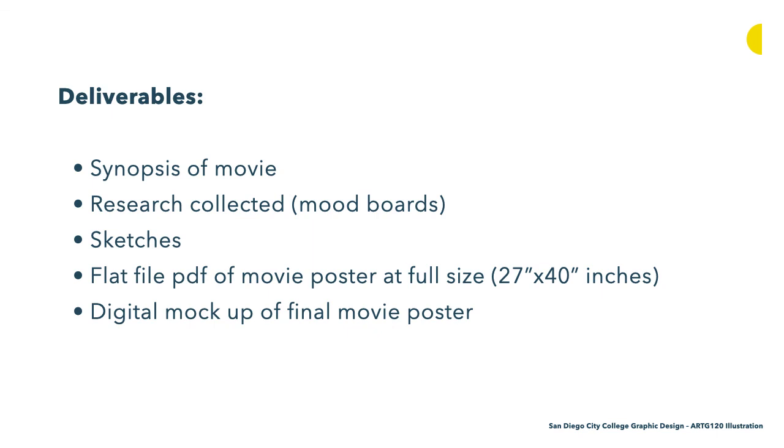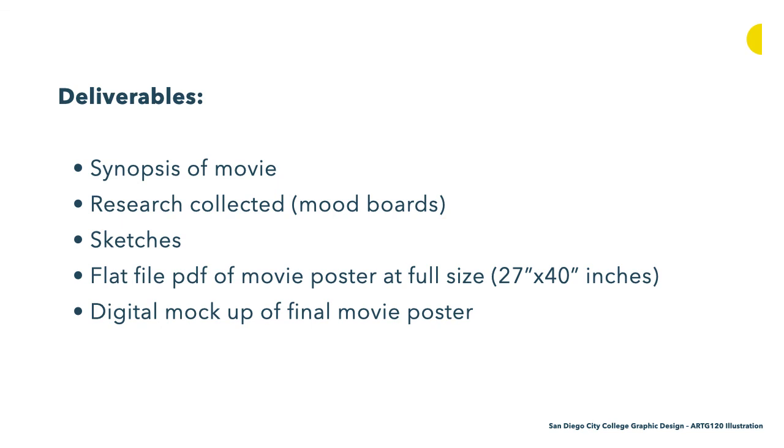So for this project, you're going to have several deliverables. First, you're going to have your synopsis of the movie in your own words. That can be 1 to 2 paragraphs long. Then you're going to have your research that you collected, the 5 mood boards, and each one of those mood boards is going to be related to a single idea or theme from the movie. And each one of those mood boards is going to have 7 to 10 images on it. So again, you're going to have a total of 5 mood boards and 7 to 10 images for each one of those mood boards. Then you are going to start on your 5 sketches for this.